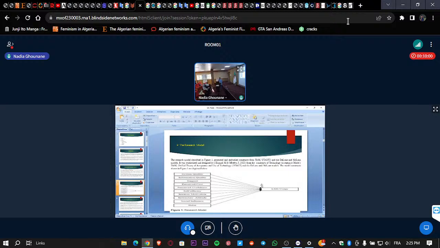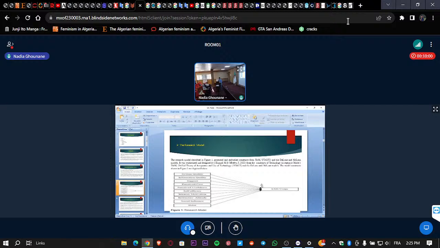Here we adopted the model of Davis. In 1989, Davis talked about the adoption and utilization of the Moodle activities by saying that we have 2 main important elements. The first one is the ease of use of the technology. And the second one is the usefulness of technology. If both of these elements are in the hands of the user, it will be easy to adopt and utilize it.